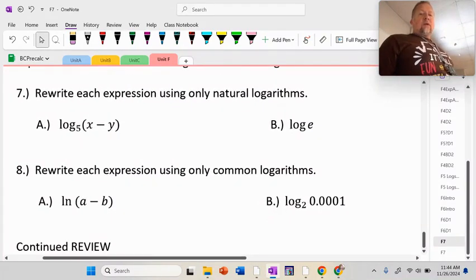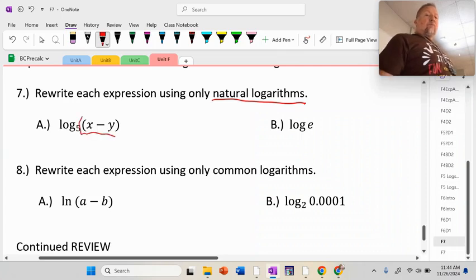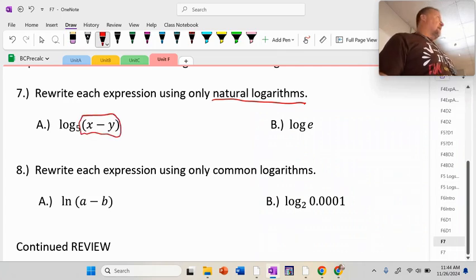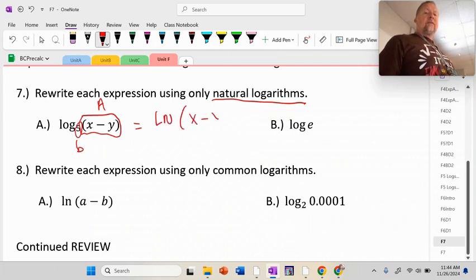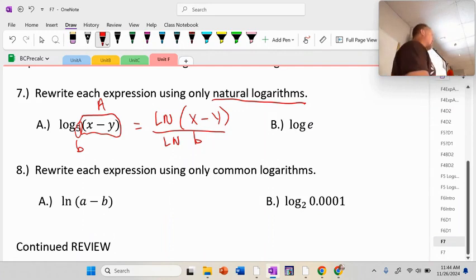Okay, so using only natural logarithms. Now, don't be making up a rule about this. This is the, what do we call that? The argument, and then this is the base. So to write this in natural logs, it's ln of A, the argument, over ln of B, the base. This is not the same as the division rule. Not at all.